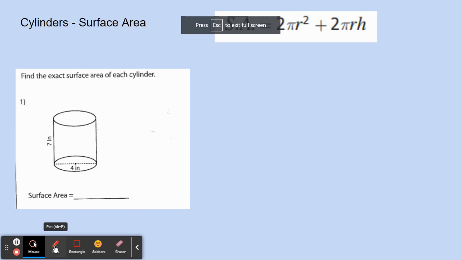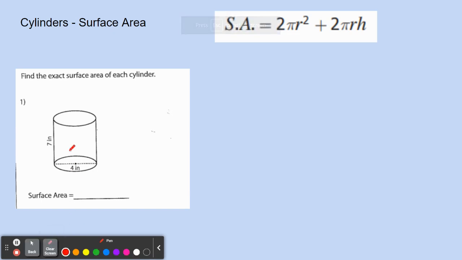So go back to my slide here. So that is going to be a surface area of 113.1, again rounded to the nearest tenth using the pi button. So 113.1 square inches for the surface area around that cylinder.